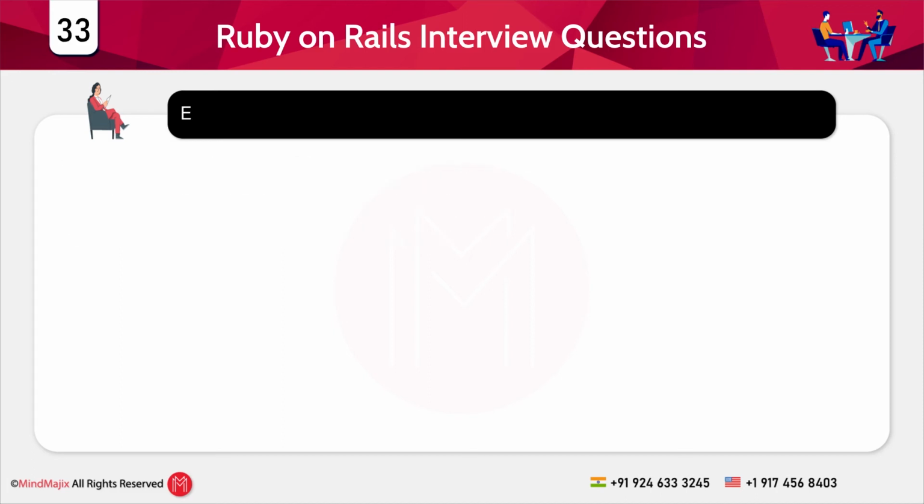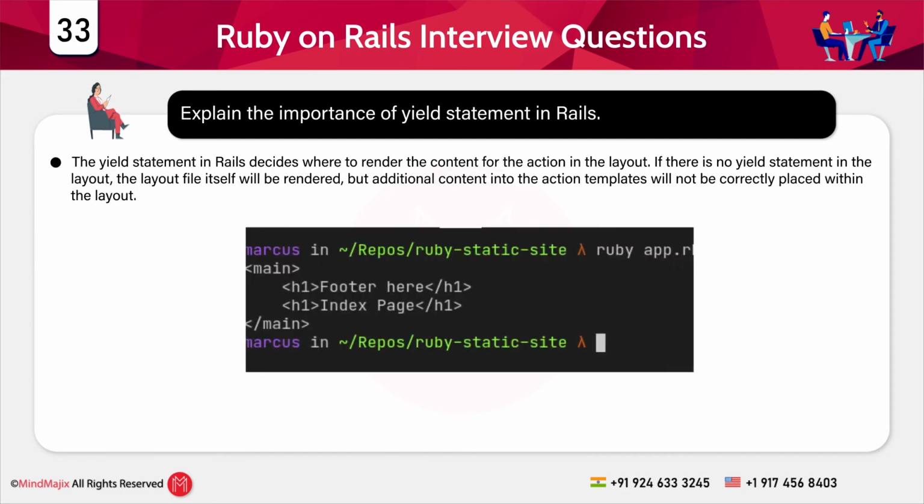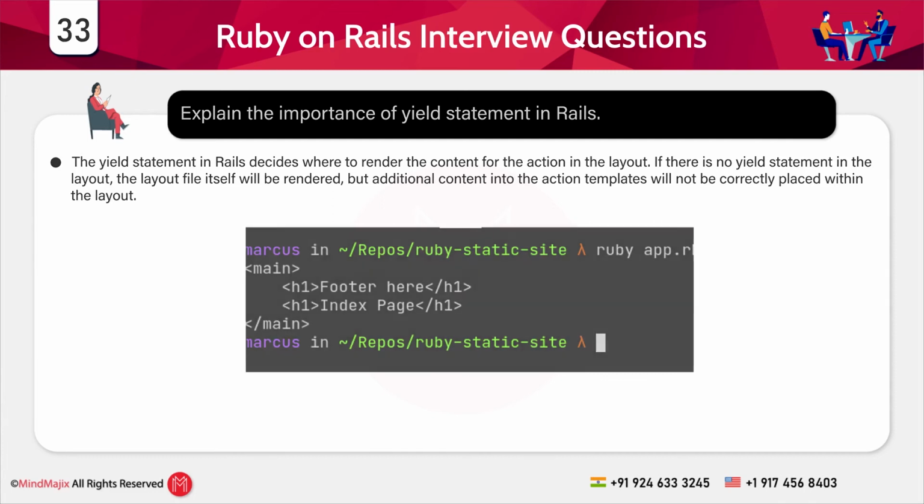Next question, explain the importance of the yield statement in Rails. Yield is a keyword that is used in Ruby programming. The yield statement in Rails decides where to render the content for the action in the layout. If there is no yield statement, the layout file itself will be rendered, but additional content from the action templates will not be correctly placed within the layout.